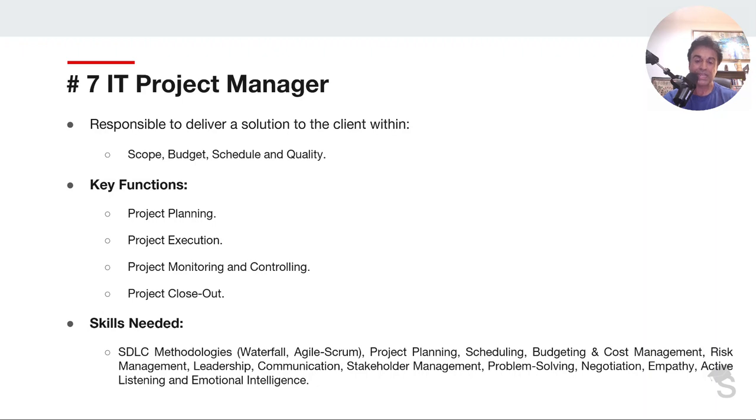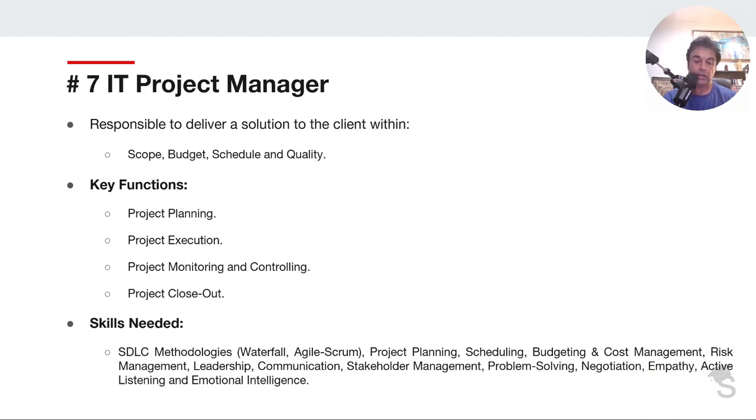A project may have its scope changed. A project may take more time to complete, or it can go over budget, but a project must always be delivered, or I would say exceed the quality standard. Okay, it must meet or exceed quality standard. Now, key important functions of an IT PM are plan the project, execute the project, monitor and control the project, and officially close the project.